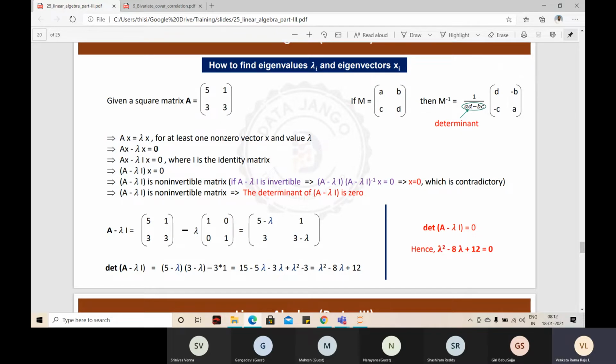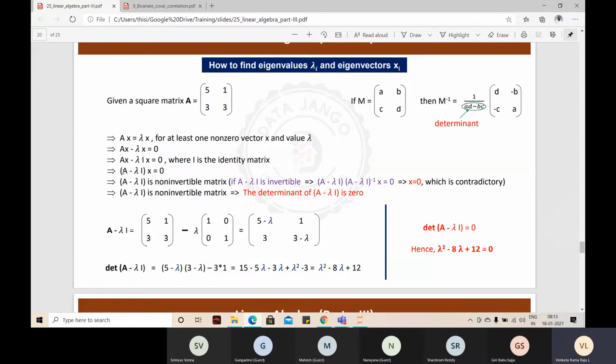Okay. To take the x, the vector, as a common thing, I am multiplying the lambda with I. You know I, right? I is the identity matrix. Okay. Now I took x as common here. So I converted this equation like this. Okay. Suppose that there is an inverse for this matrix.